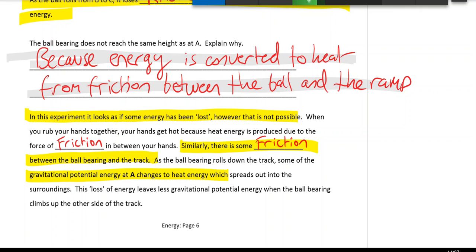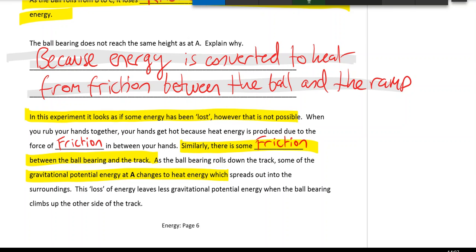Now in this experiment, it looks like some of the energy has been lost. However, we know that is not possible. When you rub your hands together, they get hot because heat energy is produced due to the force of friction between your hands. Because of this friction between the bearing and the track, energy has not been lost, it has just been converted into heat.